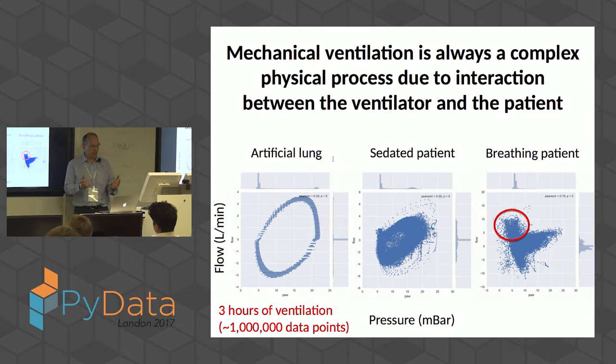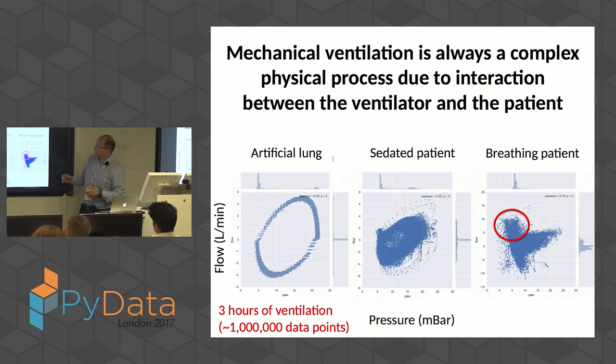Now, if we are ventilating an artificial lung, which is just a dummy lung and doesn't have any interaction, then all these individual dots look very similar to each other in terms of pressure during the inspiratory arm, which is on the right side. On the left side panel, it's a curve, and the curve goes anticlockwise: the inspiratory arm, then the expiratory arm. This is very straightforward, the dots are on top of each other.